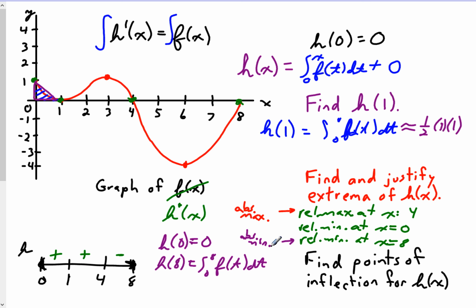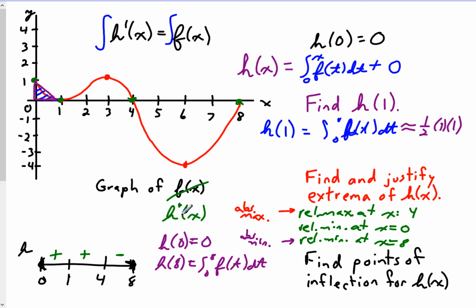Then to just finish out the questions we have here, if I wanted points of inflection for h, all points of inflection occur when concavity changes. Concavity changes when the first derivative changes from increasing to decreasing, or vice versa. Well, since I have a graph of the first derivative of h, where h prime is increasing, h is concave up. Where h prime is decreasing, h is concave down. So where h prime is changing directions is where I'm going to have a point of inflection.